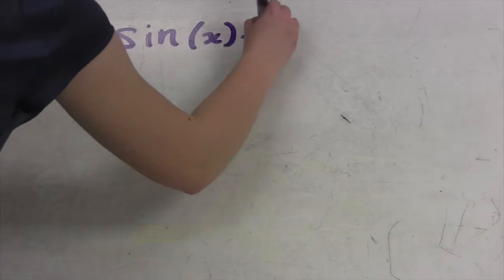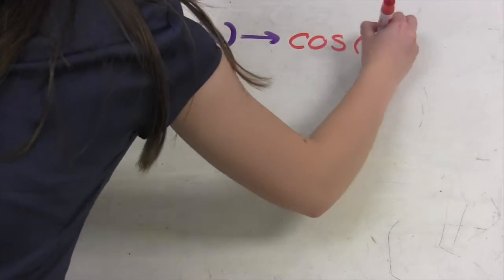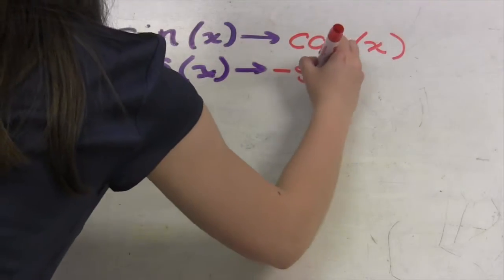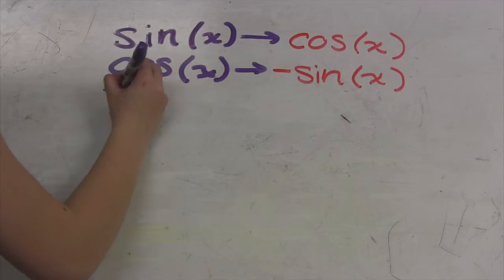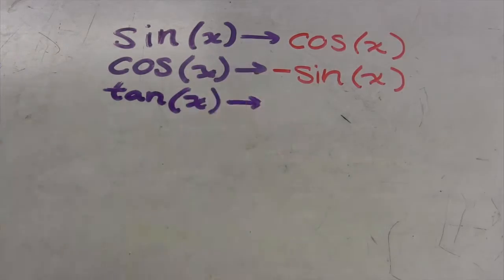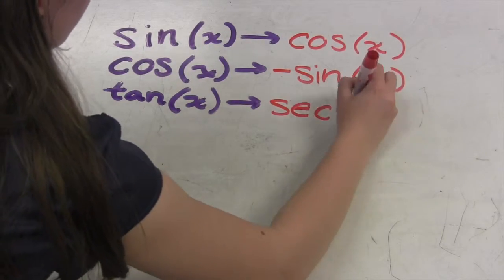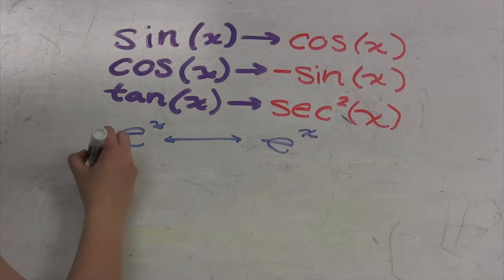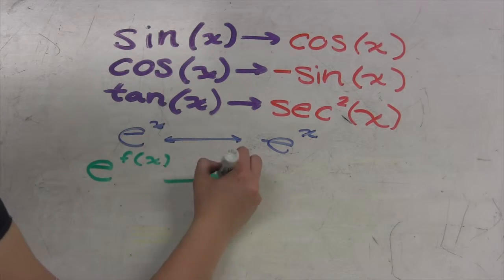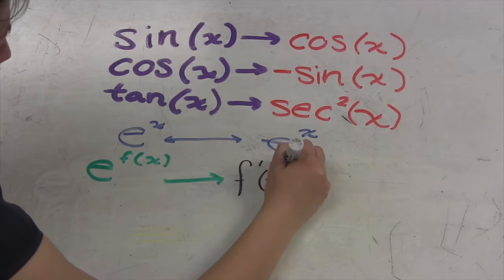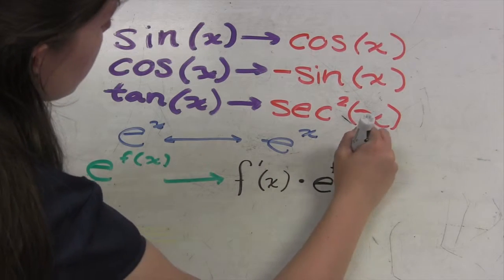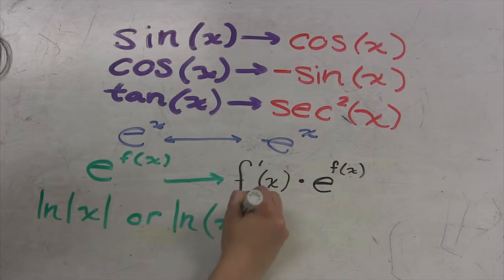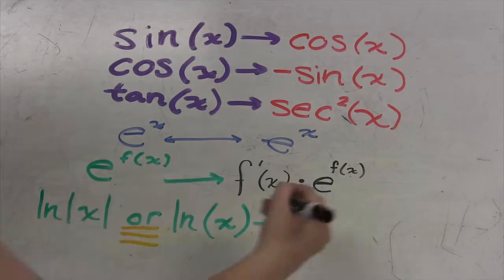With any function, there are several given derivatives. For example, sine x becomes cosine x. Cosine x becomes negative sine x. Tangent x becomes secant squared x. However, the function e to the x remains e to the x. Then, e to the f of x becomes f prime x times e to the f of x. And finally, ln of the absolute value of x, or just ln of x, becomes 1 over x.